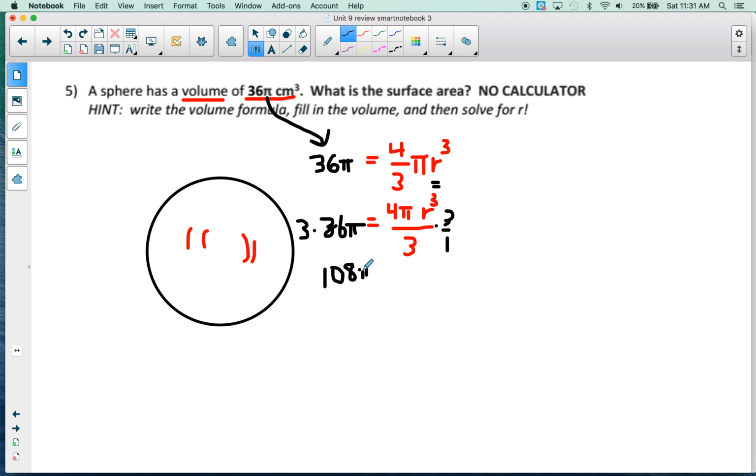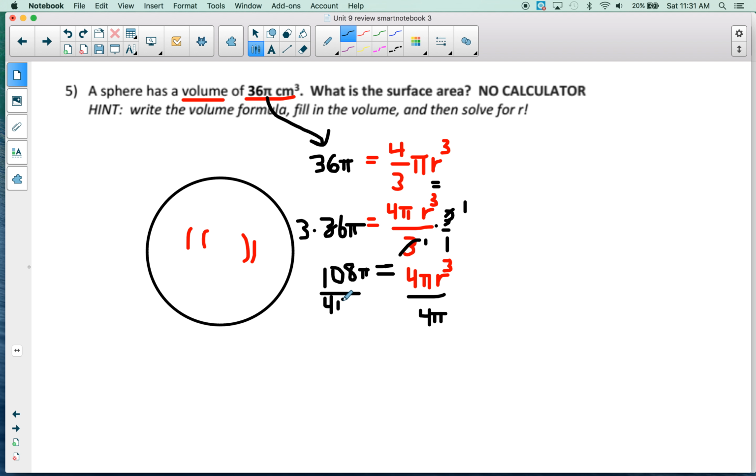And on the right side, the 3's are gone, right? 3's reduce. That's the whole purpose of doing it. So we're left with equals 4 pi r cubed, right? Okay, now what's being done to r? Well, it's being cubed and it's being multiplied by 4 pi. So reverse PEMDAS tells us to get rid of the multiplication first by doing the inverse of multiplying by 4 pi. So we're going to divide by 4 pi.